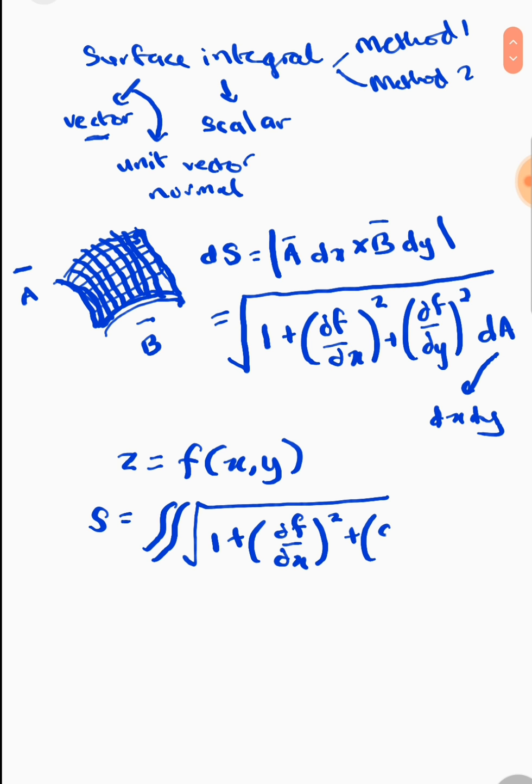Square plus df over dy square. And I'm going to write this in terms of the general form. So this will be dA. I'll just write this down clearer for you to see. And in certain lecture notes, you will see that sometimes they denote this as S. S just indicates the surface. Sometimes you see it as D.